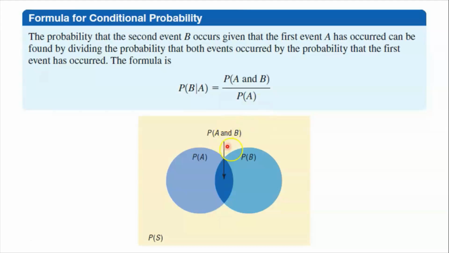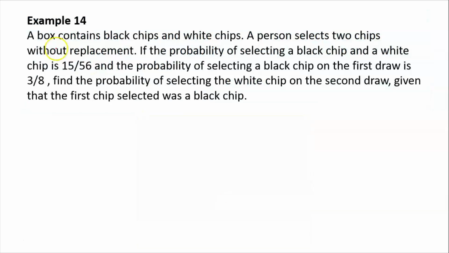In this situation, we can refer to this Venn diagram. To find the probability of B, given that A already happened, would be the intersection divided by the probability of A. So now we see the example.